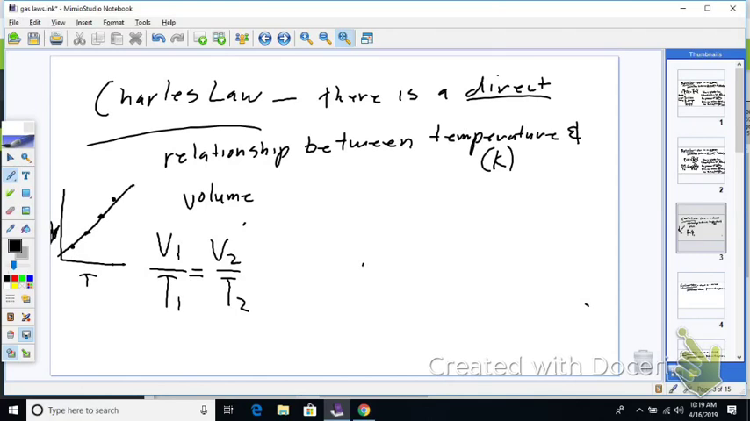So when temperature goes up, what happens to volume? It goes up. So going to the right, it increases. If this goes up, more temperature, then volume goes up. Vice versa, if temperature goes down, volume goes down. Okay? So what do we call this when you take the rise over the run? Slope. All this is an equation for the slope. That's all it is. Okay?